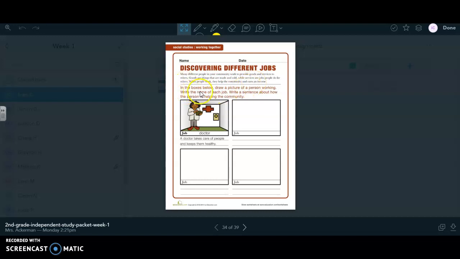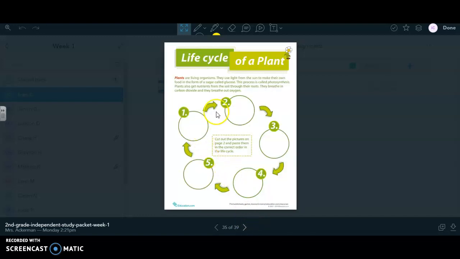In the boxes below, draw a picture of a person working. Write the name of each job down here below, and then write a sentence right here about the person helping the community. Then you have the life cycle of a plant.